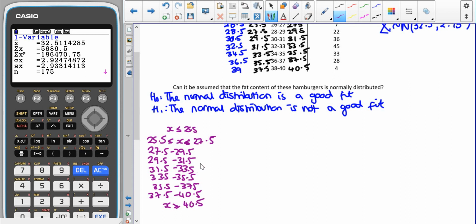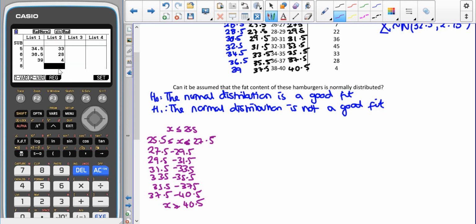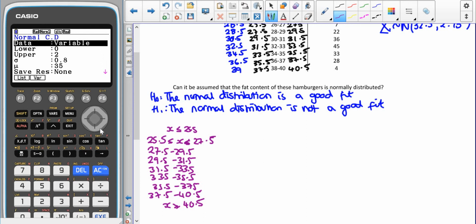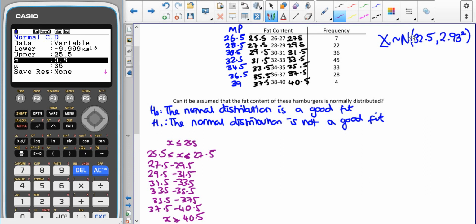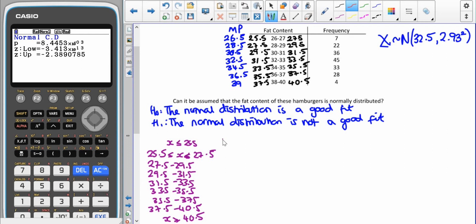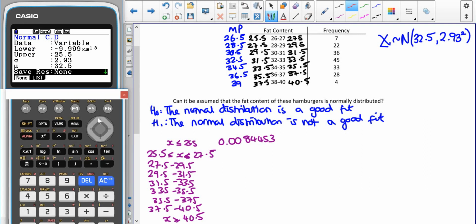And remember, because the normal distribution is a continuous distribution, the probability of it being greater than or equal to 40.5 and the probability of being greater than 40.5 are going to be the same. So then I'm going to go into my dist norm NCD. For the first one, because we're looking for the lower limit, my lower is going to be minus 9. My upper is going to be 25.5. My standard deviation is 2.93 from what I put up here. So 2.93. And my mean is 32.5. So that gives me 0. So these are my probabilities. 0.0084453.